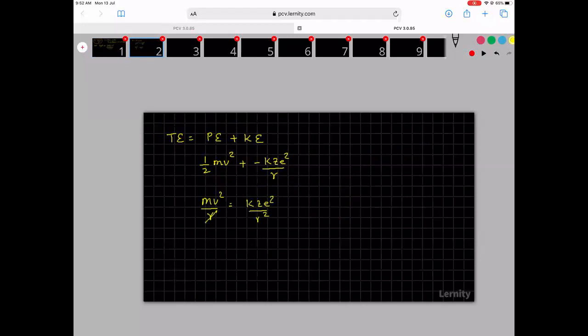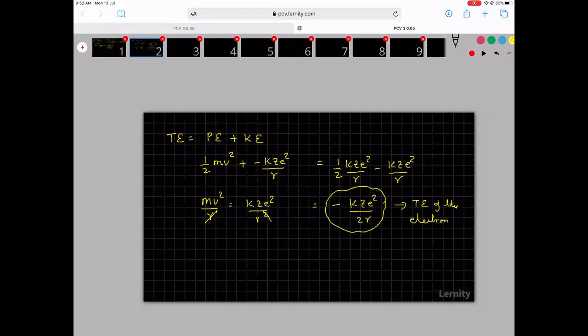We have done this. These two get cancelled, so half mv square will become half k z e squared by r. So half k z e squared by r minus k z e square by r is equal to minus k z e squared by 2r. So what is this, minus k z e squared by 2r? This is the total energy of the electron.